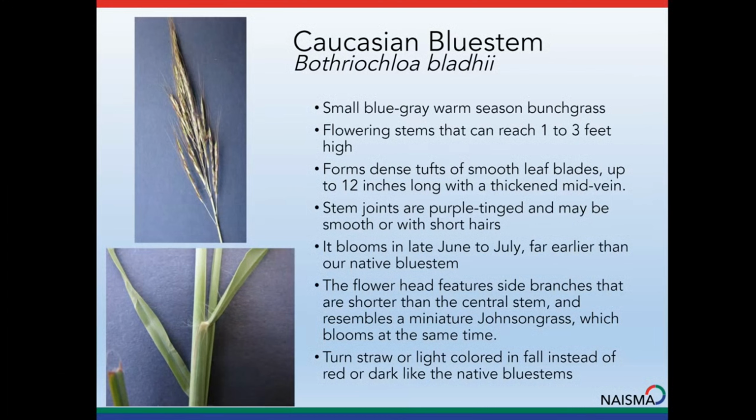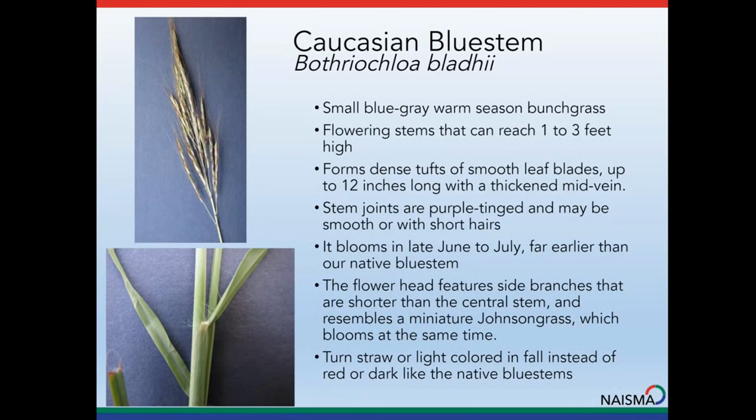It's a small blue-gray warm season bunch grass with flowering stems that can be 1 to 3 feet tall. It forms dense tufts with smooth leaf blades, so relatively smooth to the touch, and up to 12 inches long with a thickened midvein, which is not that unique as far as blue stems go. The stem joints are purpley tinged and maybe smooth, or you can see in the photo there's some hairs there. It tends to bloom in late June to July, far earlier than native blue stems, so that can help you in just the timing and division of those species.